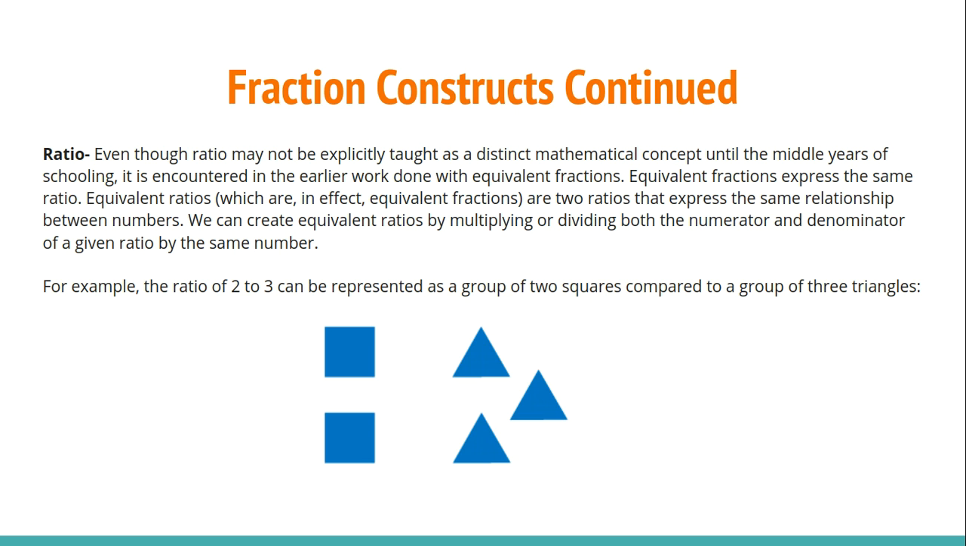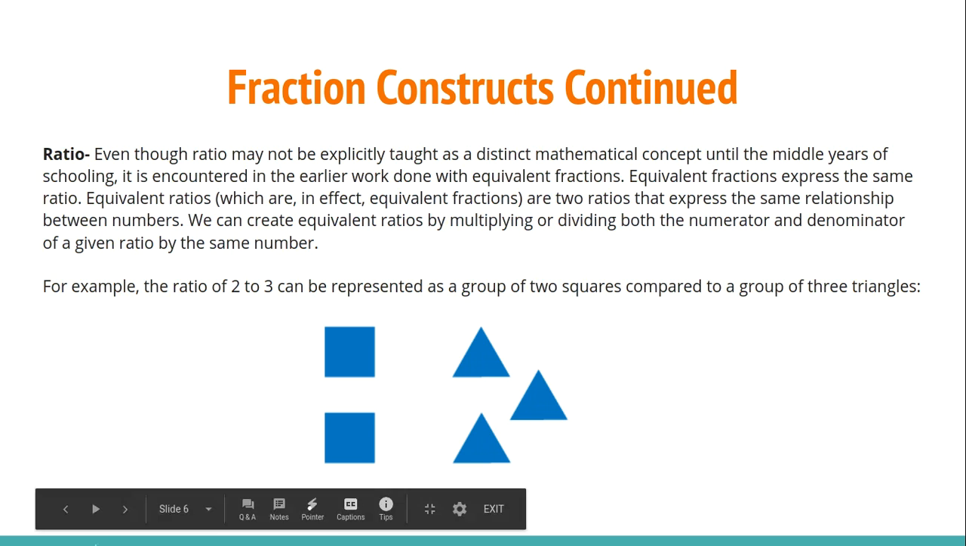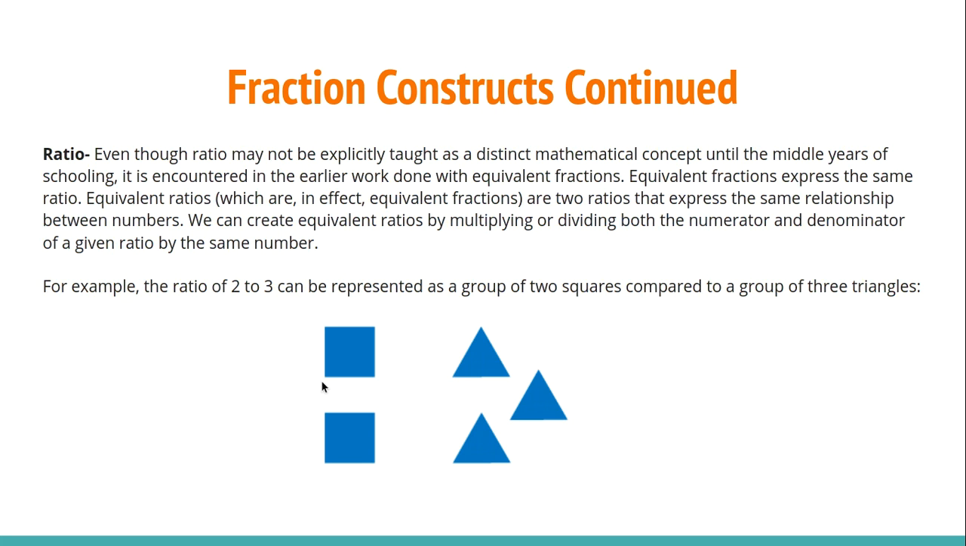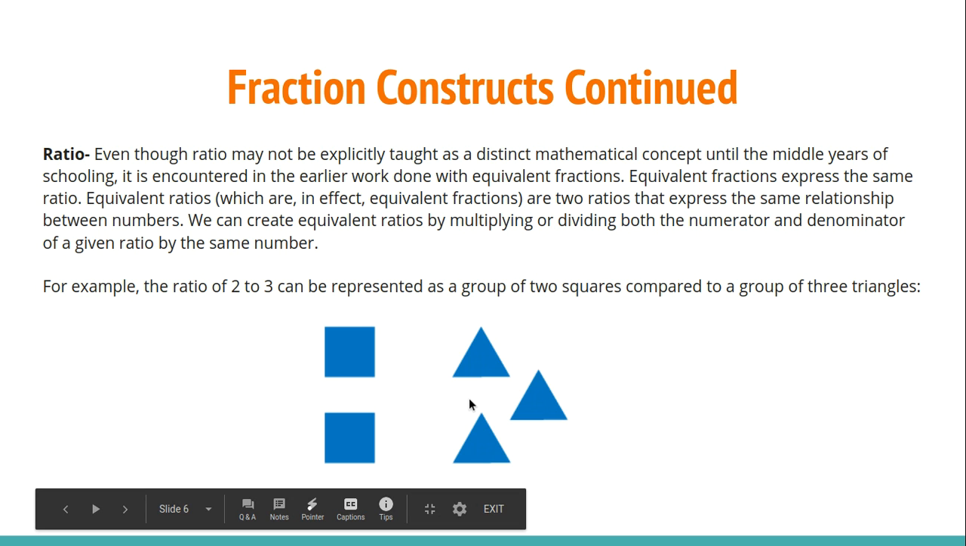We can create equivalent ratios by multiplying or dividing both the numerator and the denominator of a given ratio by the same number. So here is a great example. The ratio of 2 can be represented as a group of 2 squares. So you see the 2 squares right here. And then you also have the 3 triangles. So the ratio of 2 to 3 can be represented as a group. This is the group as a whole, 2 squares compared to a group of 3 triangles. So you're comparing the two, and that is a ratio.